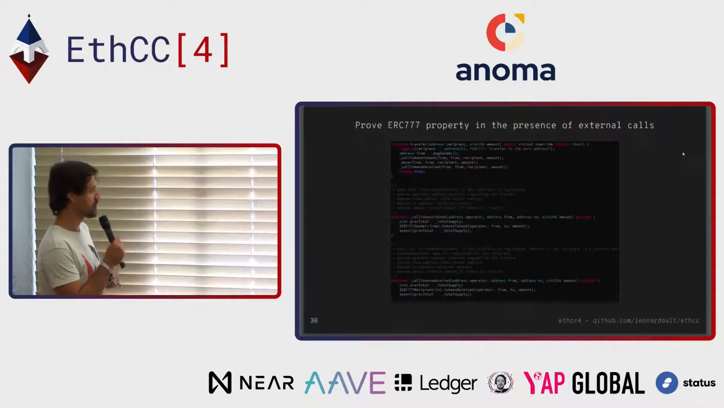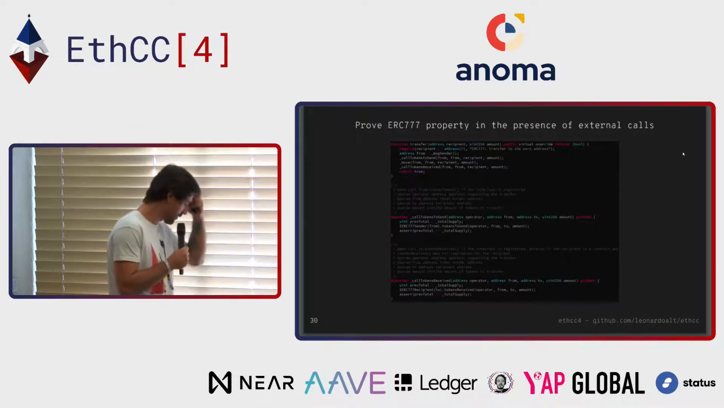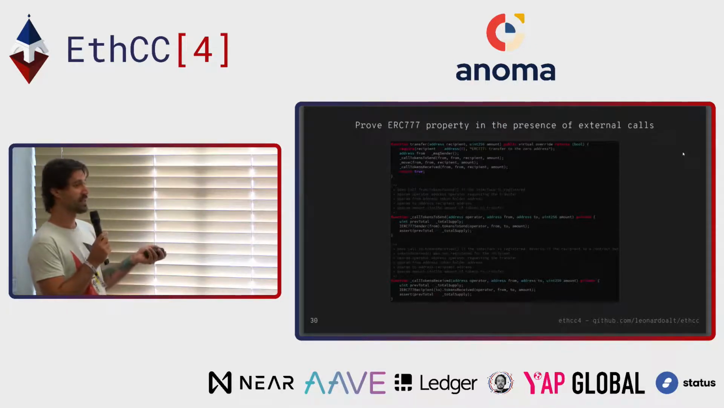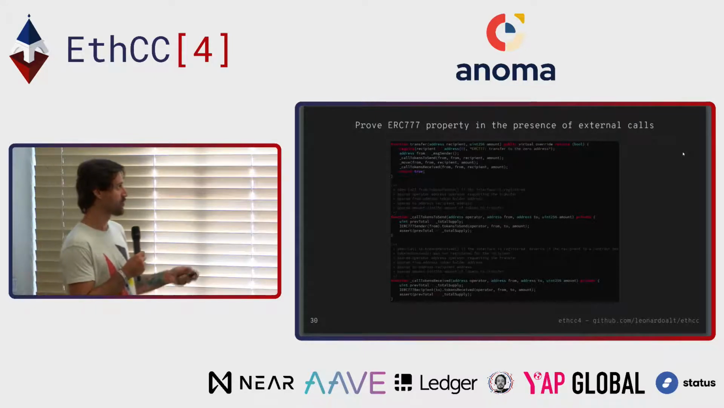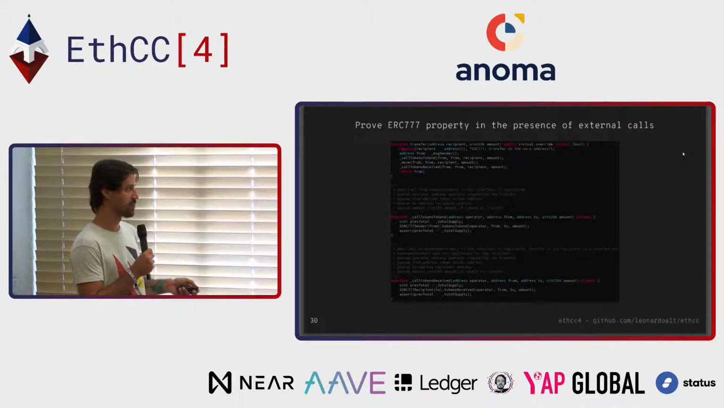So this last contract, I'm going to go very, very quickly through it because I've taken 25 minutes already, or even more. This is an ERC777 token contract, which I mentioned before. When you make a transfer, it calls the function tokensToSend in the sender, and it calls the function tokensReceived in the receiver.